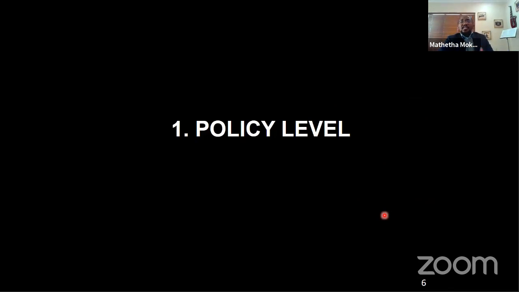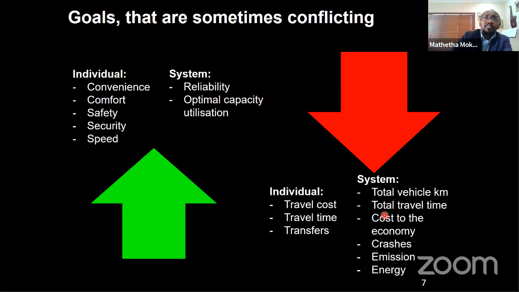And then just touching on the policy level, what are some of the notables from a demand management perspective? The reason why we're doing all of this is their goals. Individually, people want to improve their convenience, comfort, safety. At a system level, you want to improve reliability, optimal capacity utilization. You want less travel costs as an individual, travel time, things like transfers, and other system indicators, total vehicle kilometers.